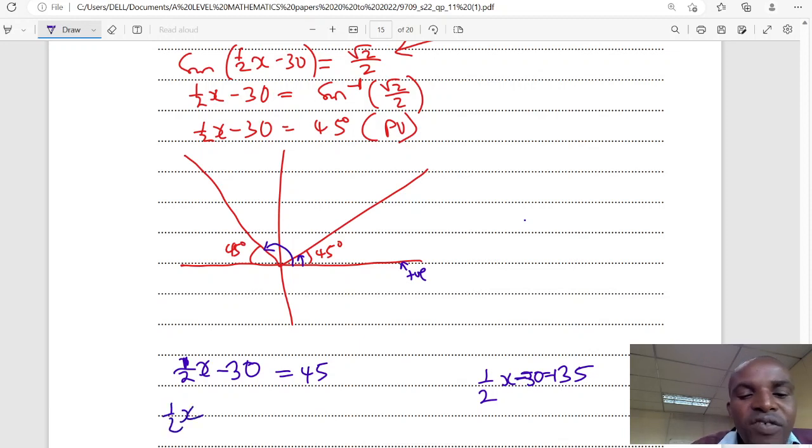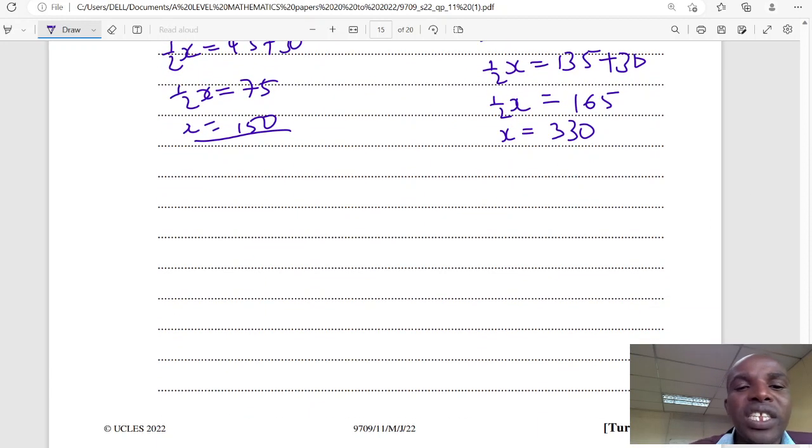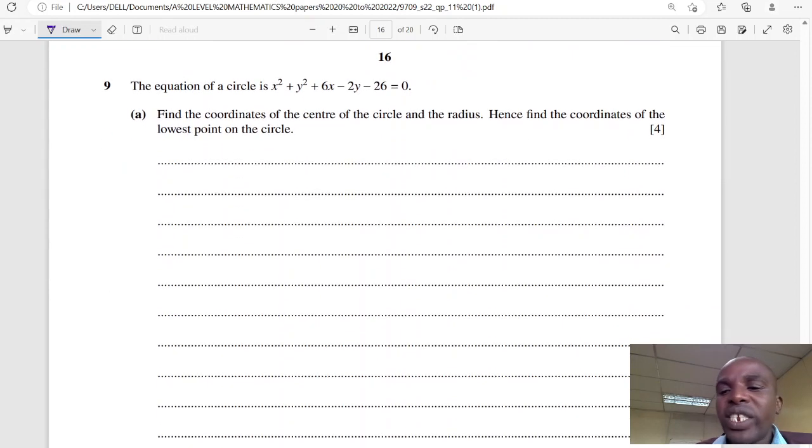So here it will be half x is equal to 45 plus 30. Right? So it will be half x is equal to 75. Then x is equal to 75 by 2 is 150 degrees. Then on this part, it will be half x is equal to 135 plus 30. So 135 plus 30, it will give you what? 165. Then you multiply 165 by 2, what you get is 330. Right, so these are the two solutions from 0 to 360. So x is equal to 150 degrees and 330 degrees. Done. Right, next question number 9.